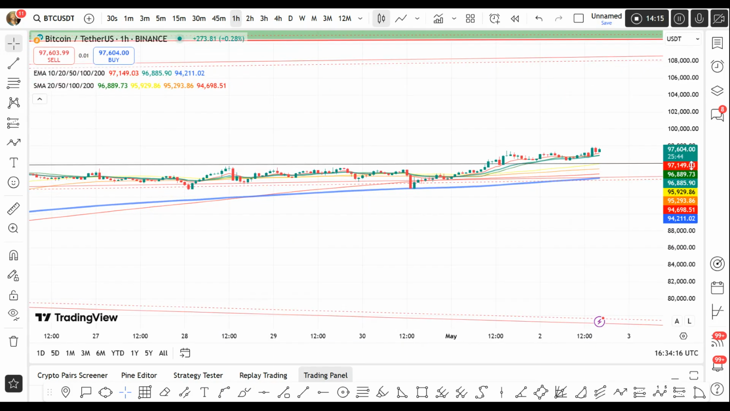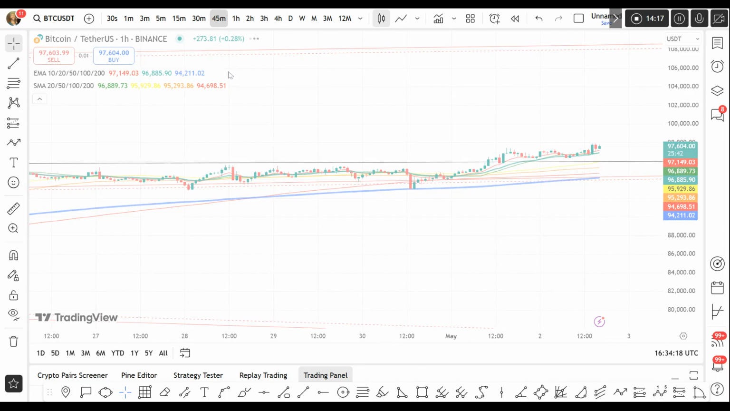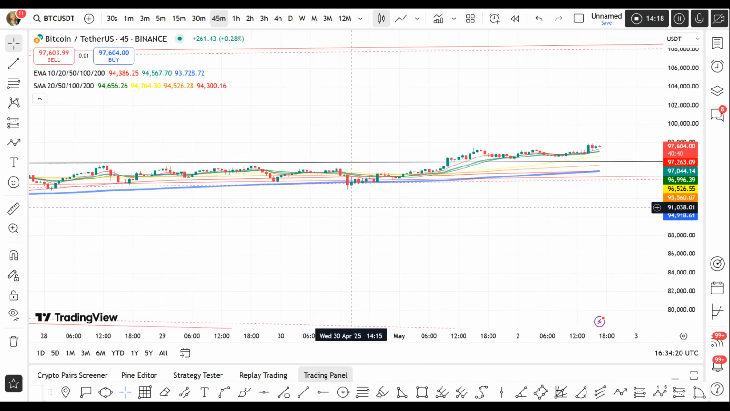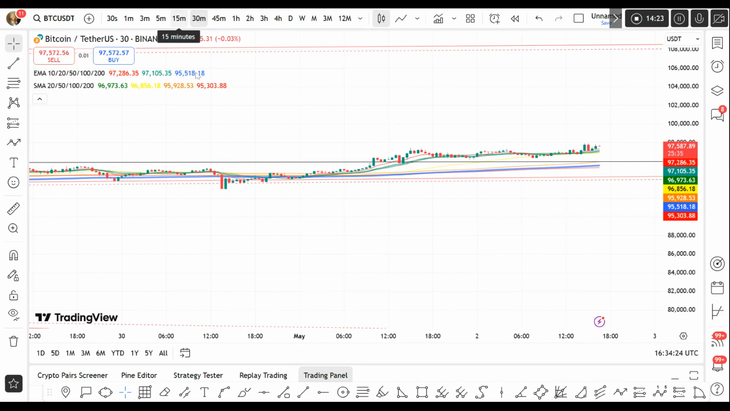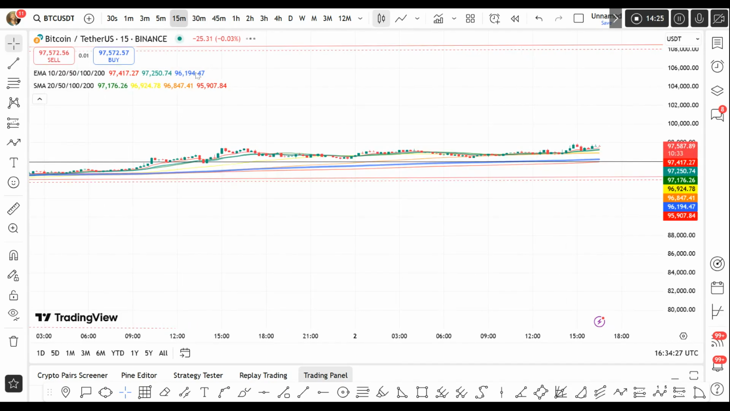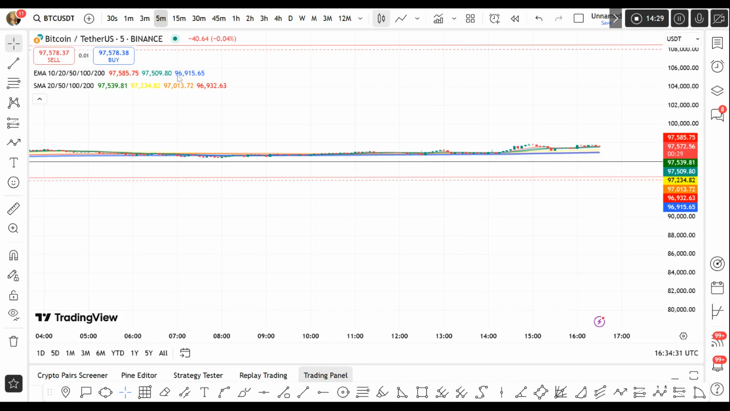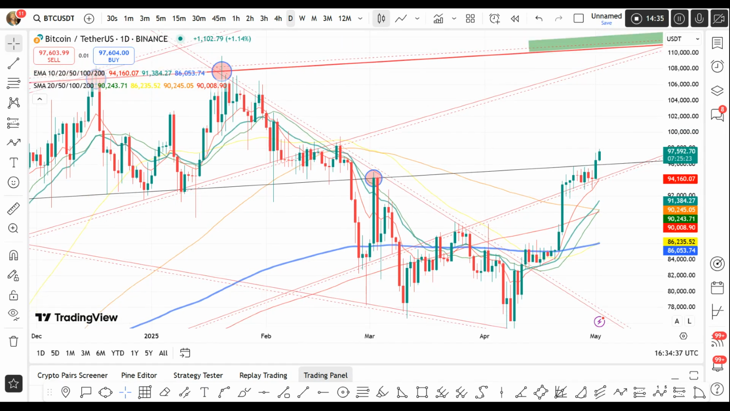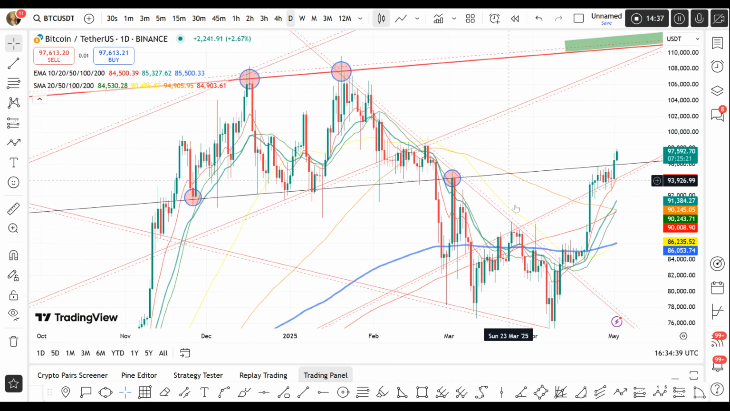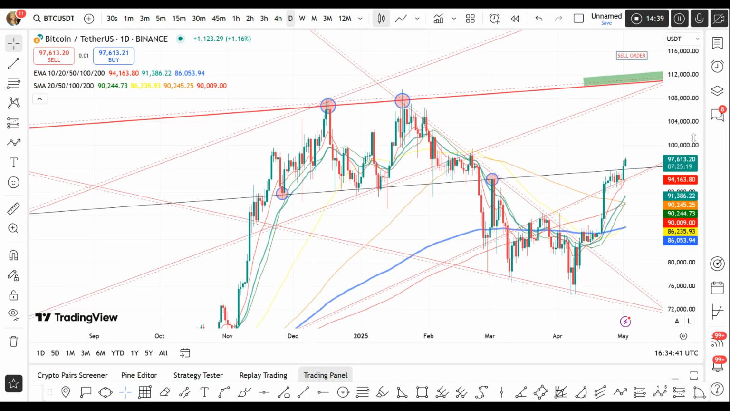On 1 hour, the market confirms bullish, signaling presence of liquidity. On 45 minutes, we confirm the same. On 30 minutes, we confirm the same. On 15 minutes, we confirm the same. On 5 minutes, we also confirm. So the market is completely bullish. So there is presence of liquidity in the market after breakout from the daily supply roof.